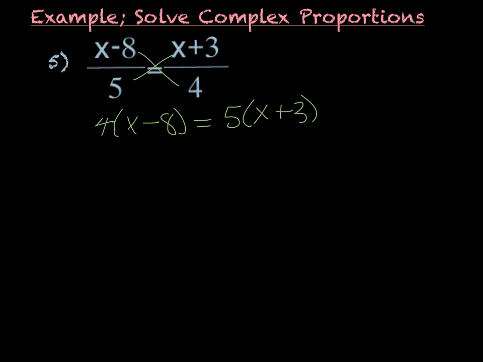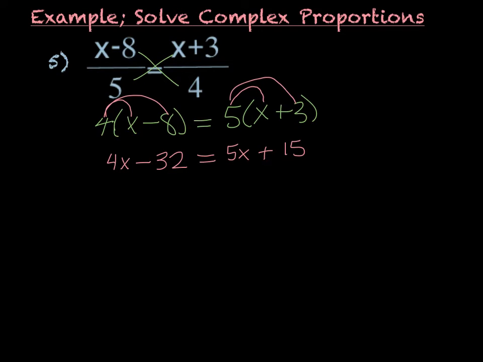Now we have to do our distributive property. So we take 4 times x, and we take 4 times negative 8 to get negative 32, equals 5 times x plus 5 times 3, which is 15.